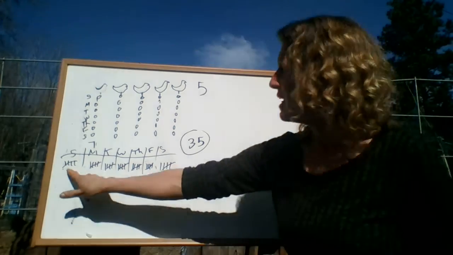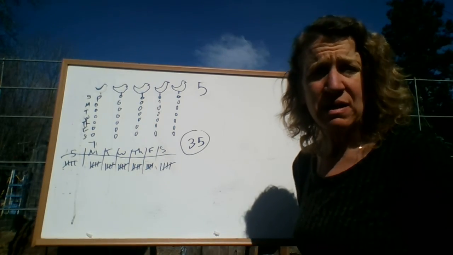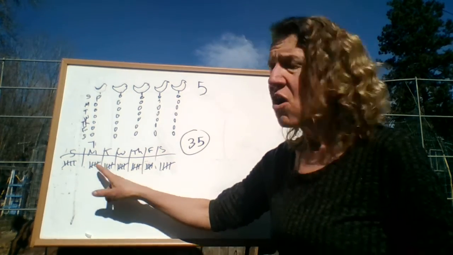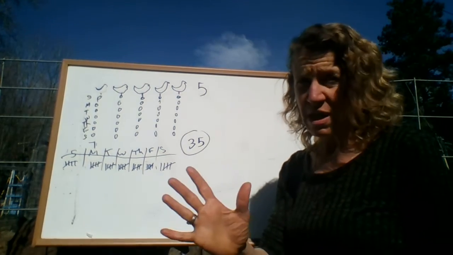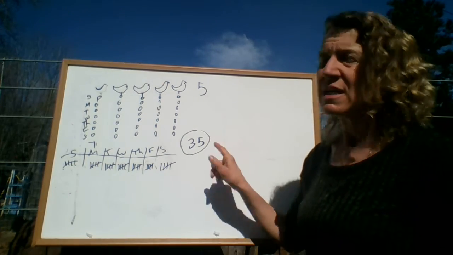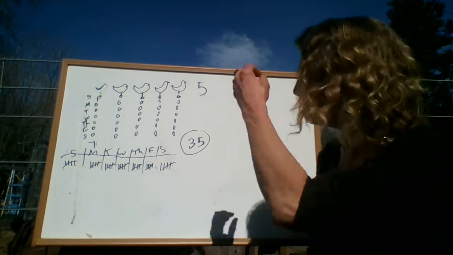Okay? And again, I could count each tally one at a time. 1, 2, 3, 4, 5, 6, 7, 8, 9, 10, all the way till I got to the end. Or I could count by 5s. 5, 10, 15, 20, 25, 30, 35. Still, my answer is 35 eggs.